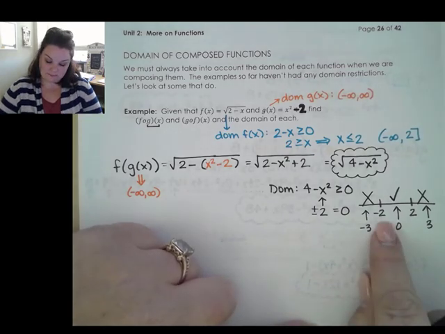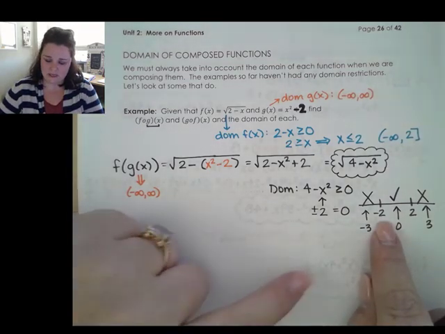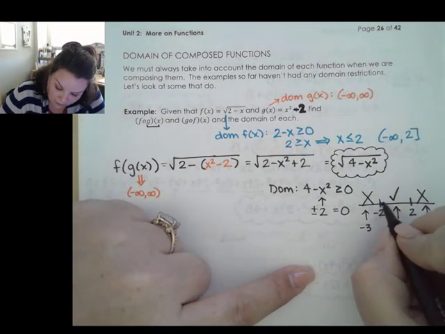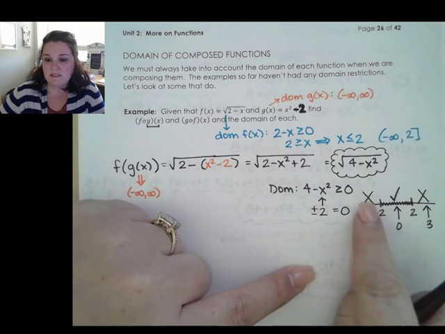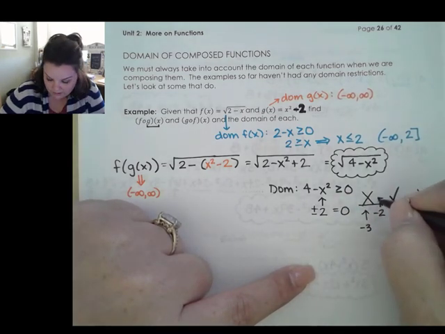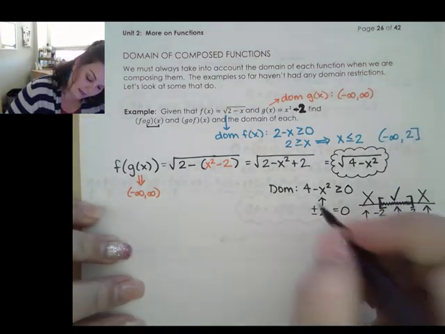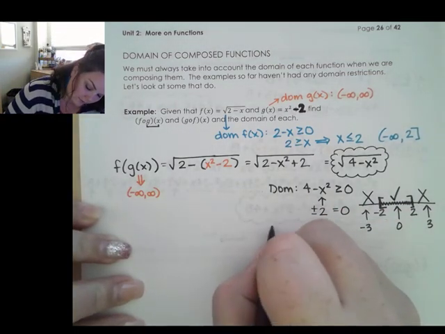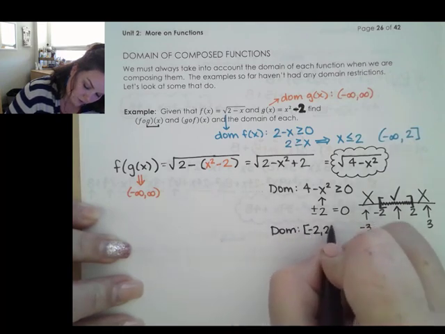So notice the only values that I'm able to use here are anything that falls between negative 2 and 2. And because we want it to be greater than or equal to 0, it could be 2. So I can also include those points. So here the domain that I get, my domain would be negative 2 to 2.